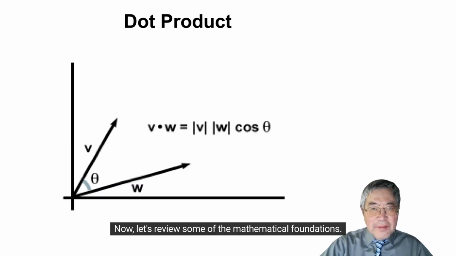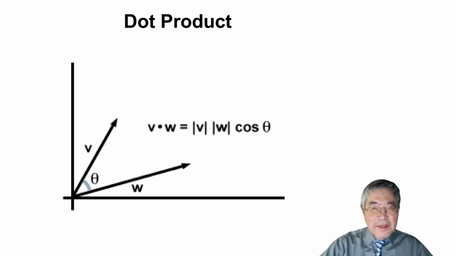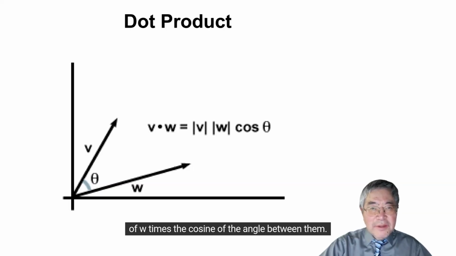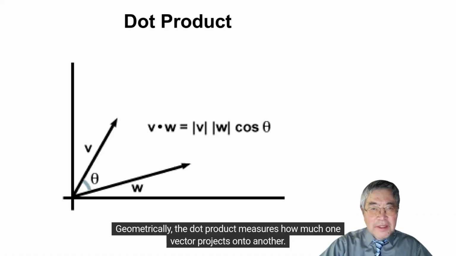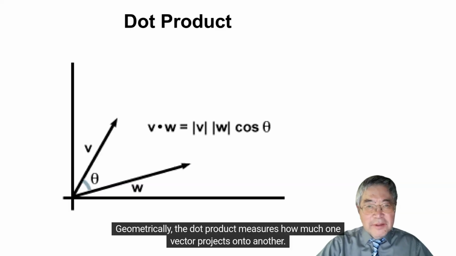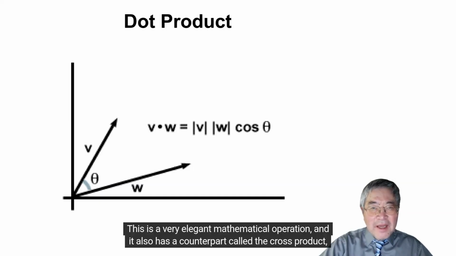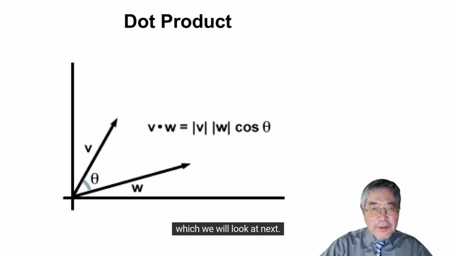Now let's review some of the mathematical foundations. One important concept is the dot product. If we have two vectors, v and w, their dot product is equal to the magnitude of v times the magnitude of w times the cosine of the angle between them. Geometrically, the dot product measures how much one vector projects onto another. You can think of it as relating to the area formed by the parallelogram between the two vectors. This is a very elegant mathematical operation, and it also has a counterpart called the cross product, which we will look at next.